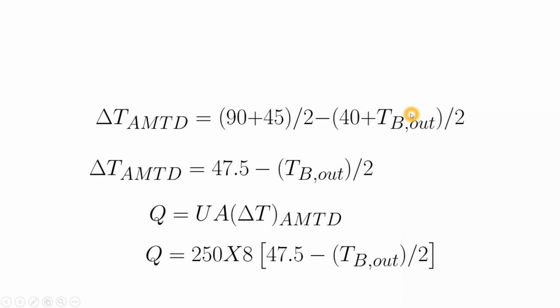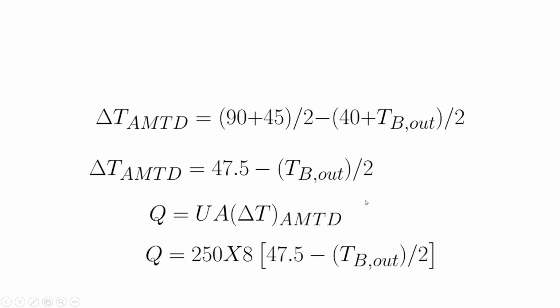I can convert it to Kelvin, but there is no need to do that, since it is a temperature difference, so we don't need to worry about degree centigrade or Kelvin. So we will just put these values in degree centigrade. From this we get delta T AMTD is equal to (47.5 minus TB out) divided by 2.